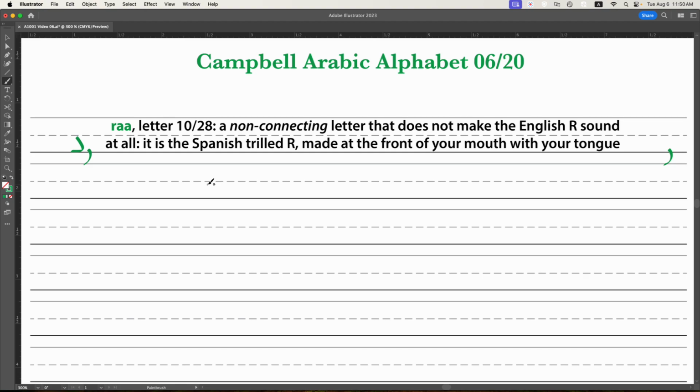So this is not the English R sound. It's very misleading to transliterate it as R, because English R comes from the kind of middle back of your throat. But this is not that sound at all. This is the Spanish trilled R, ra, ra, ra, like that.